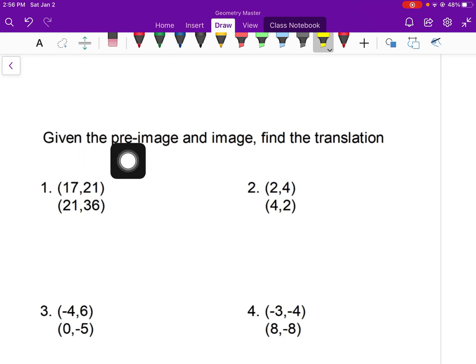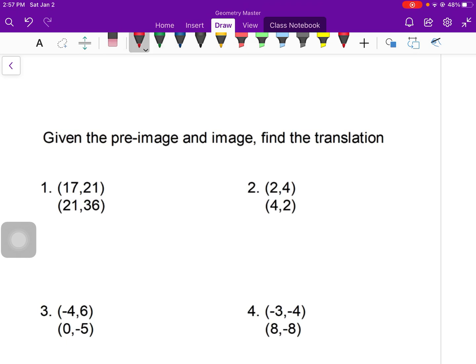But if I say I'm giving you the pre-image and the image, the order always is going to be pre-image, image. The only time it wouldn't be is if I said given the pre-image and image, and then in the problem it's like image (17, 21), pre-image (21, 36). Okay, if it doesn't specify, I'm going to give you the pre-image first.